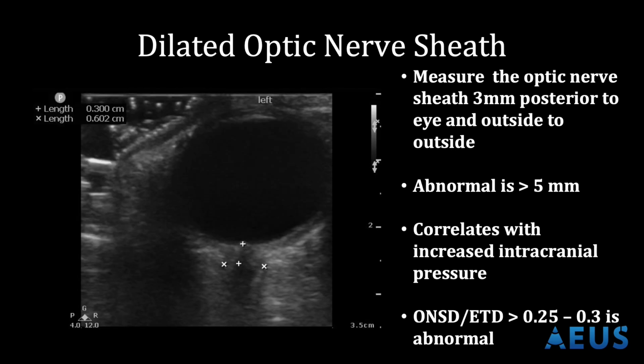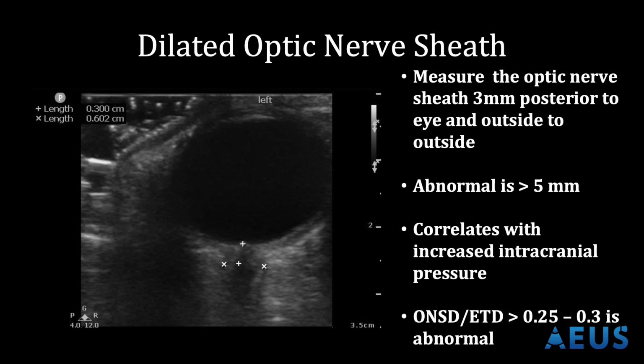Focusing on the retrobulbar space will reveal the optic nerve sheath, which appears as a shadow from the optic nerve visualized posterior to the eye. The optic nerve sheath diameter can be measured from outside to outside, as seen in this image, with the normal measurement being less than 5 millimeters across, measured from a point 3 millimeters posterior to the eye.